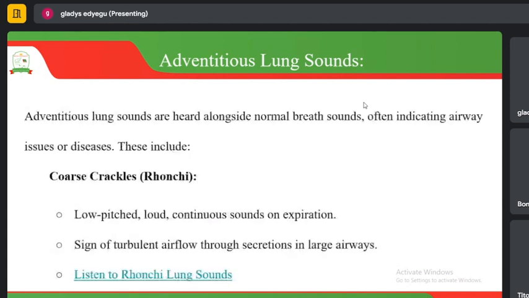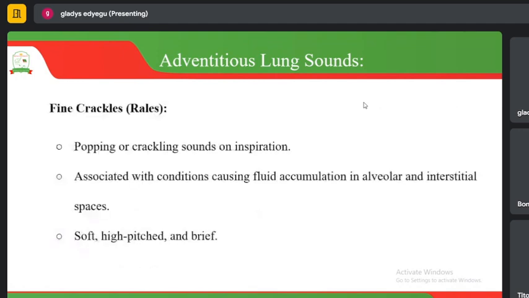Whereas when you look at the coarse crackles, it is a low, loud, continuous sound on expiration. So it is continuous, while the fine one is short, and also high pitched, while this one is low pitched. So those are the differences between the two kinds of adventitious lung sounds in relation to the crackles.